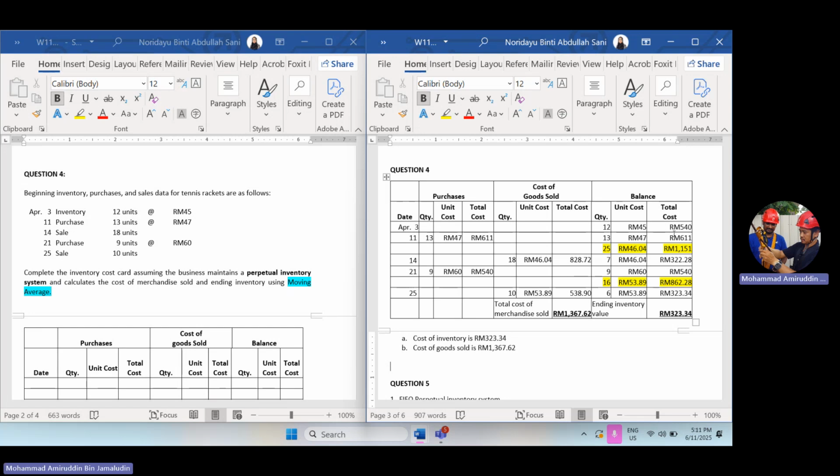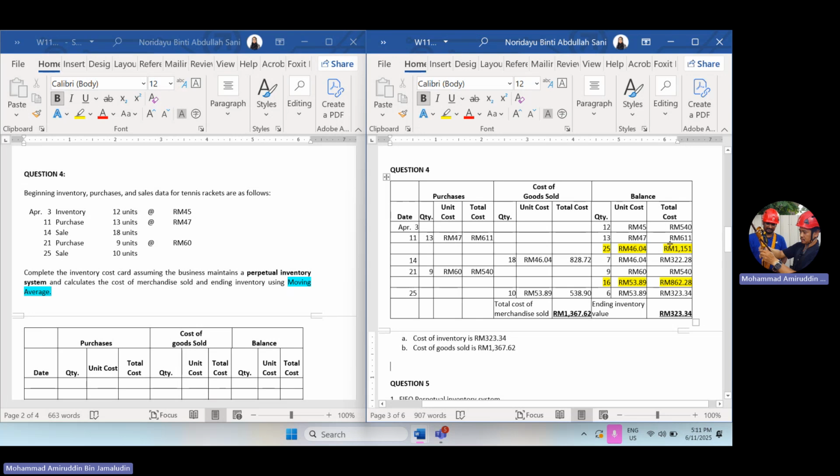Okay, so opening inventory, quantity 12, unit cost 45 ringgit, total 540. Date, 3rd April. Next, we purchase 13 units, unit cost 47, total cost is 611. So I put it here, 1151, my total cost 540 plus 611. I think this is what Abdullah mentioned just now, right? You don't repeat writing the 1245.